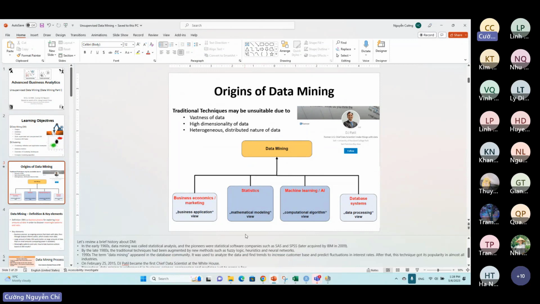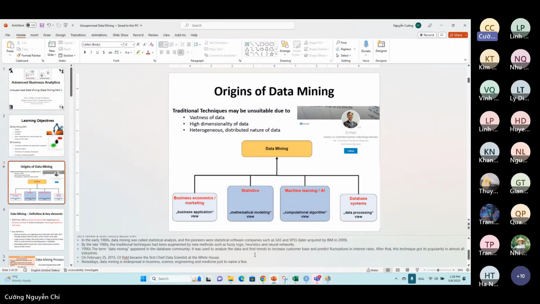And in 2015, DJ Patil became the chief data scientist in the federal government at the White House. That means thinking about the President of the US, right? All the data has to be managed and analyzed by one guy like this. So he's the former chief data scientist of the White House, and that should be one of what people call the milestones of the development of data mining.